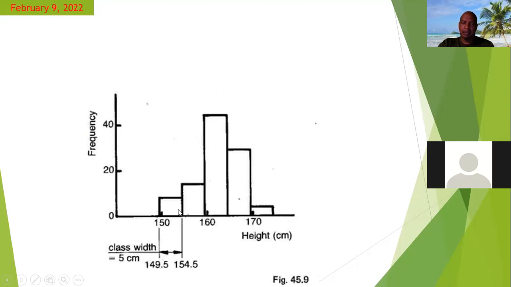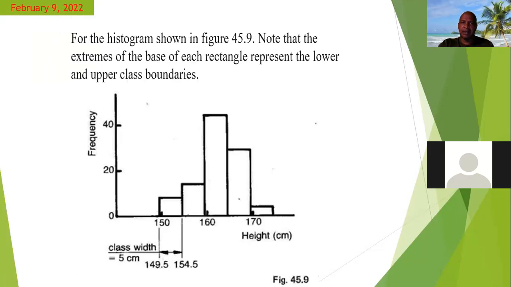And if you should calculate it, the midpoint of these rectangles would really represent the class midpoints. All right. Now, once you have drawn the histogram in this manner, all we need now is to either use the histogram to determine the mode. Now, the histogram is not the only way that we use to determine the mode. We can use what we call a frequency polygon, right?